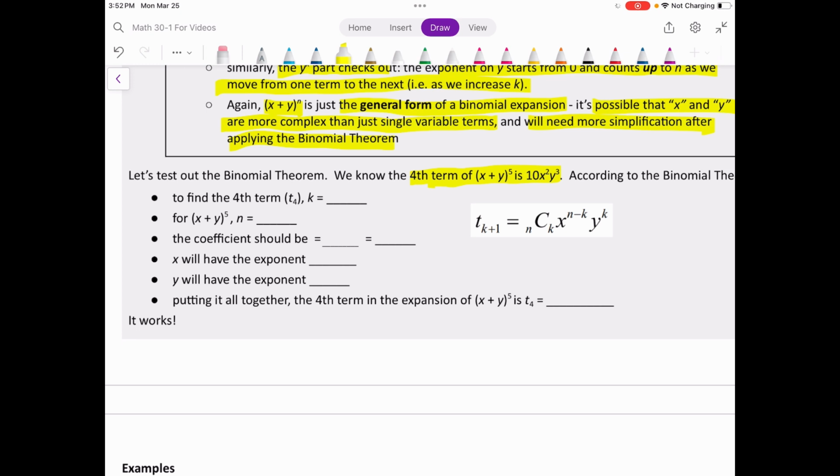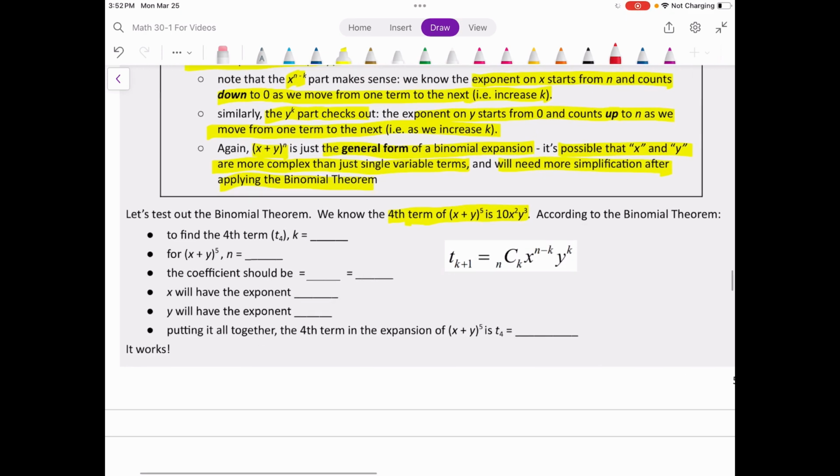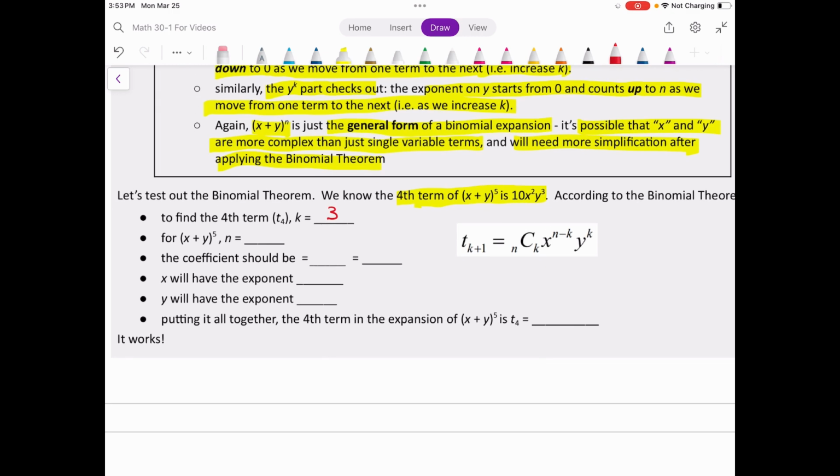So to find the fourth term, T4, what's our k? Be very careful. What is k for the fourth term? Remember, we start counting from 0. So T1 has a k of 0. T2 has a k of 1. T3 has a k of 2. T4 has a k of 3. Okay, k is always 1 less than the term number. For x plus y to the power of 5, what's our n? Right, our n is just 5.